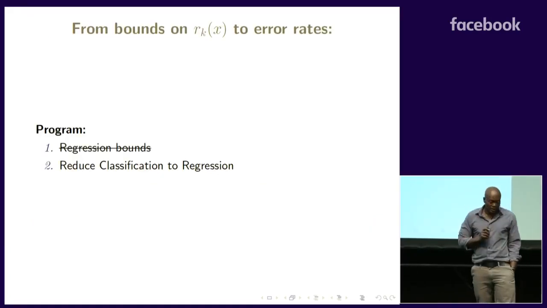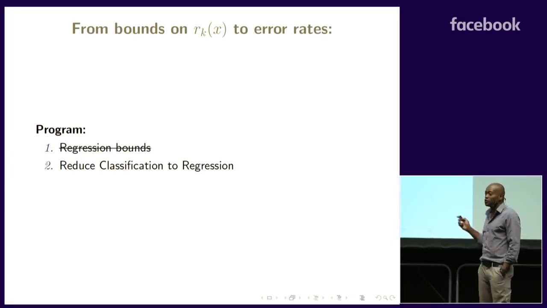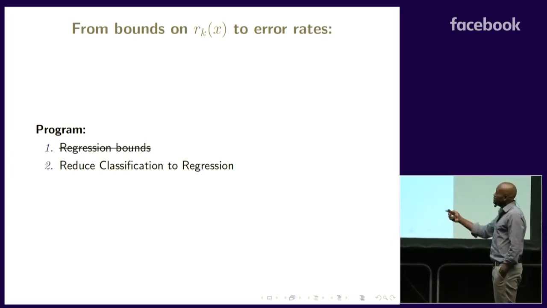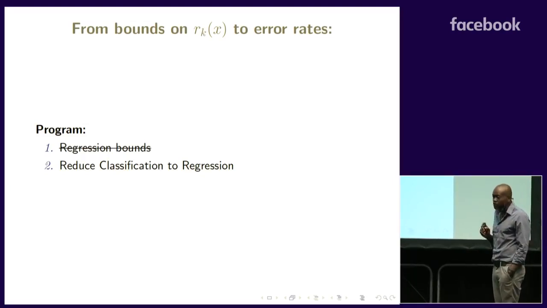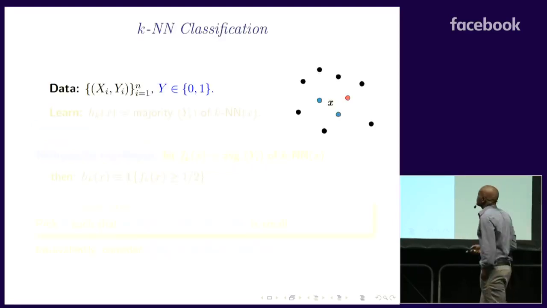So that's as much as I'll say for now about regression. I'll switch to classification now. And quickly, I'll just show that classification reduces to regression. So from all the analysis we just did on regression, we can quickly get rates for classification also.